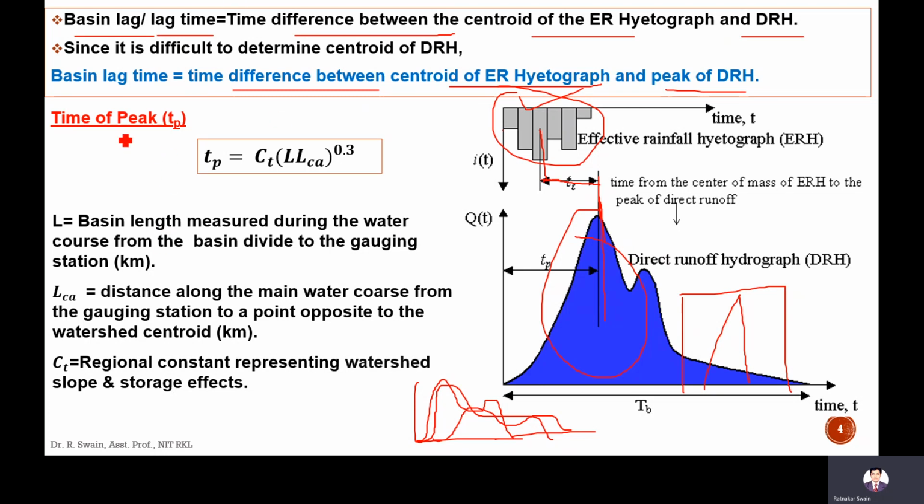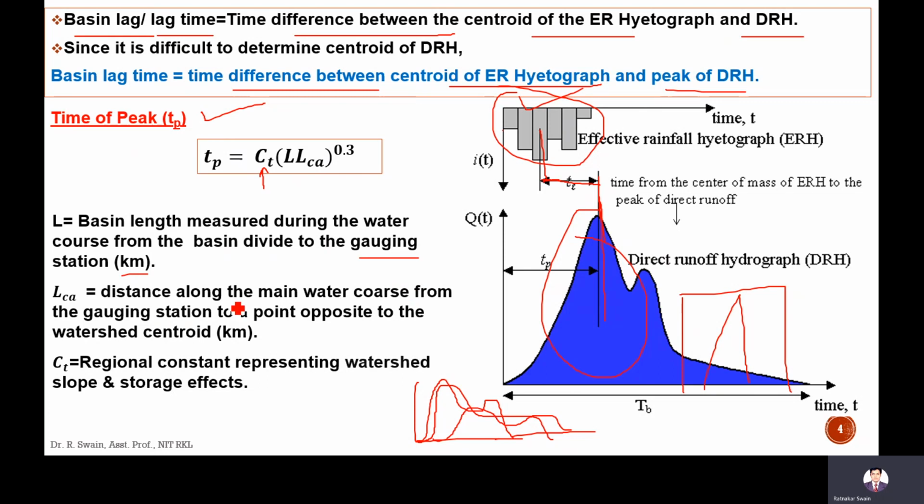In this index method, how is time of peak determined? This is the expression of time of peak, which is Ct into L into LCA to the power 0.3, where L is the basin length measured along the water course from the basin divide to the gauging station. Means it is the length of the river up to this gauging station.